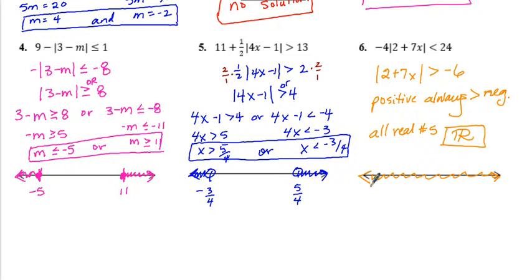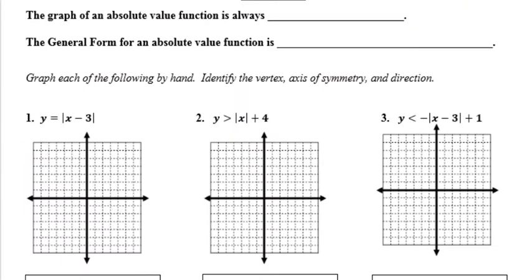Remember, we're always making these determinations at the isolated absolute value step. The determination of whether it's an and or an or, the determination of whether we've got an all real numbers or a no solution situation. That's always happening after the isolation is complete. All right? All right, that is a great segue into today's new lesson on graphing.